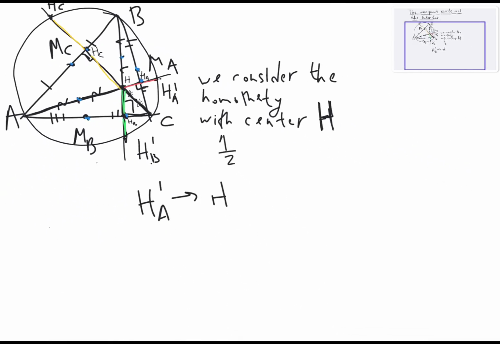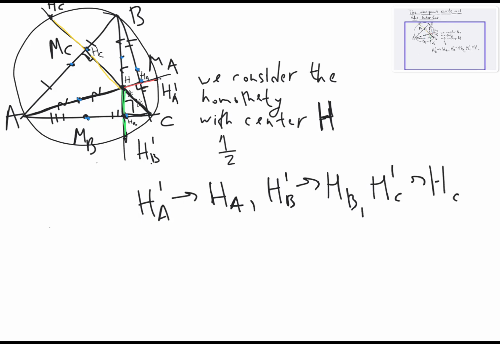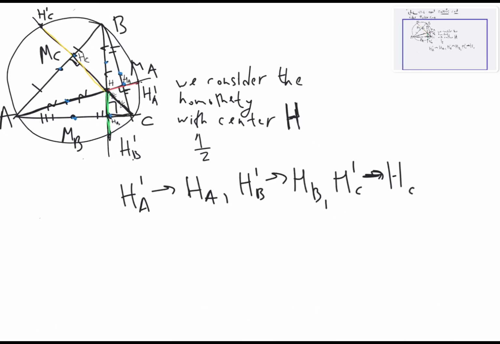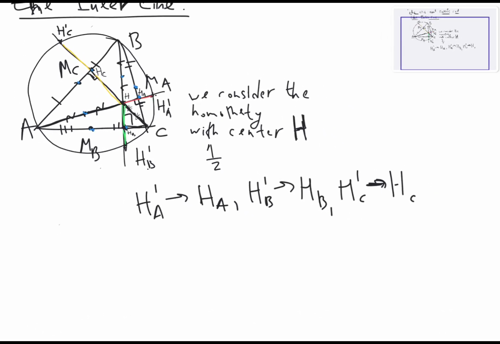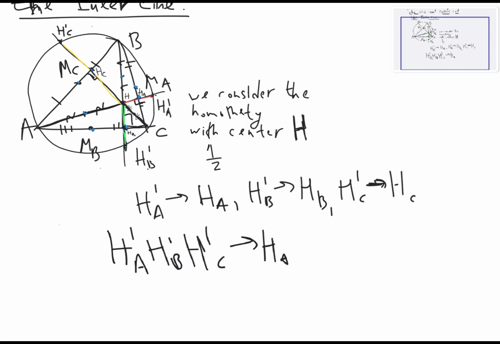Right, so HB prime maps to HB, and HC prime maps to HC. So this means that the whole triangle HA prime, HB prime, HC prime maps to HA, HB, HC, right?